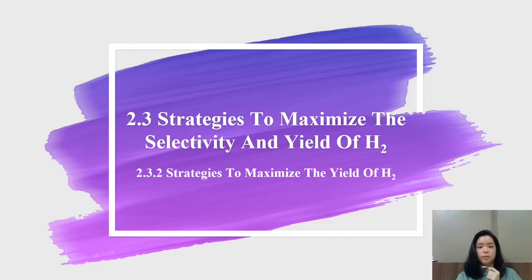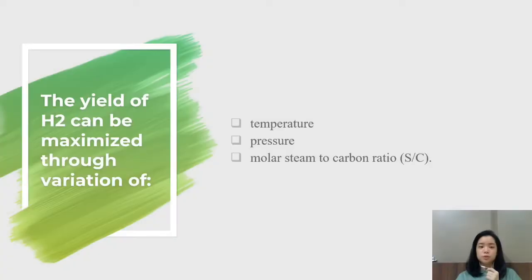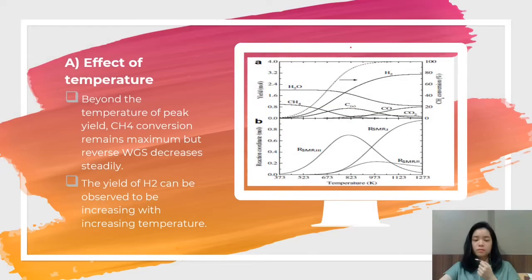Next, we need to determine the strategies to maximize the yield of H2. The yield of H2 can be maximized through variation of temperature, pressure, and molar steam to carbon ratio. First, the effect of temperature. The yield of H2 can be observed to be increasing with increasing temperature.